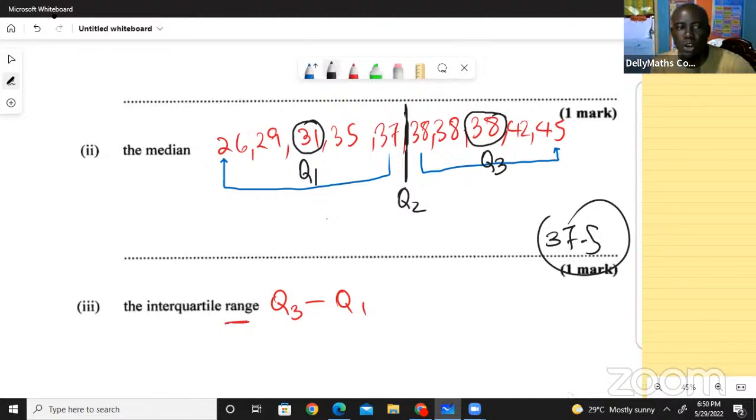All right. So now we're going to put it together. Q3, which is 38, minus Q1, which is 31. The interquartile range is 7.